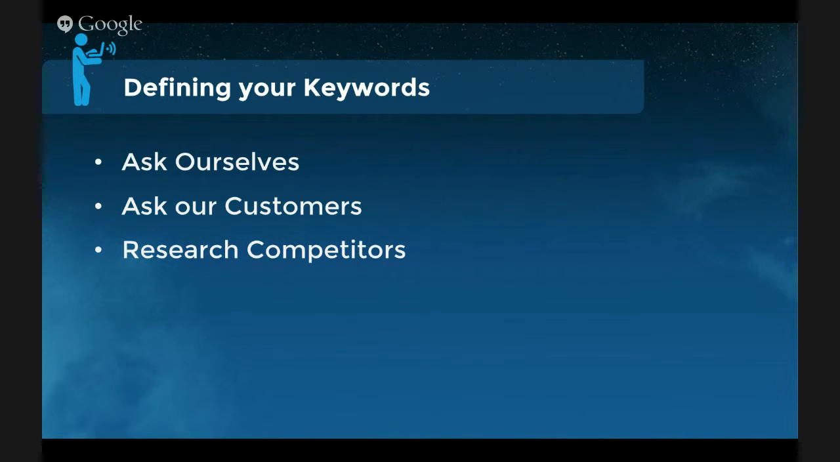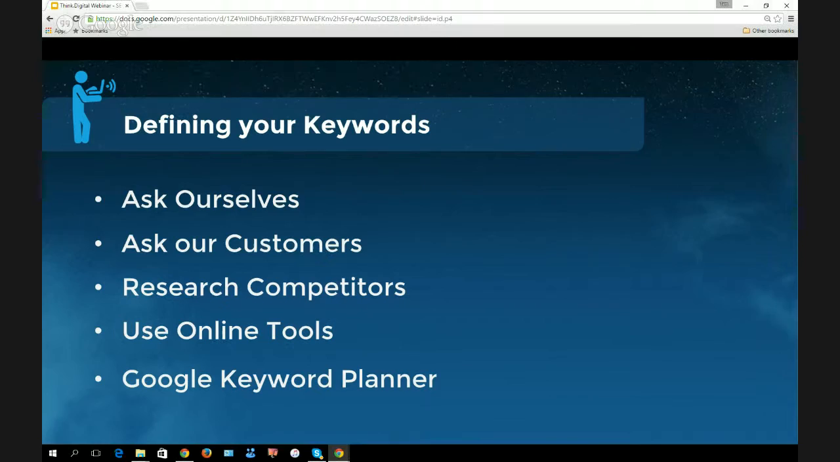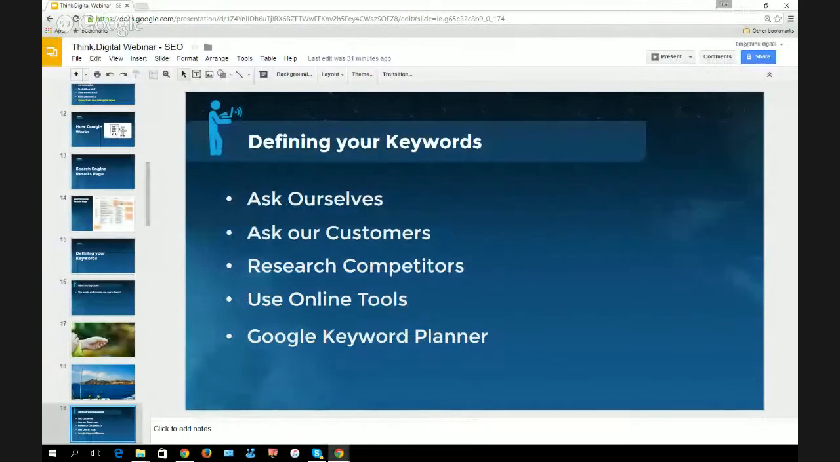But you can also research your competitors. I don't know if you know how to do this, so I'm going to show you how you can research your competitors. You can also use some very powerful online tools as well. One in particular is known as the Google Keyword Planner. So I'm going to show you both of these, and you'll see what we can do. Alrighty, so first of all, I'm going to bring across our competitor's website.